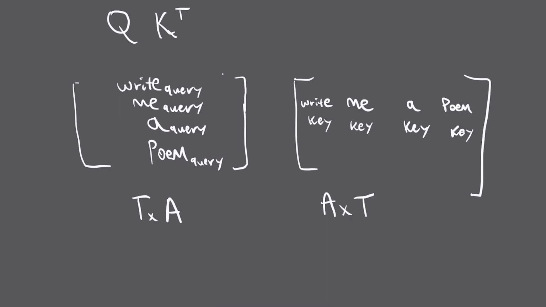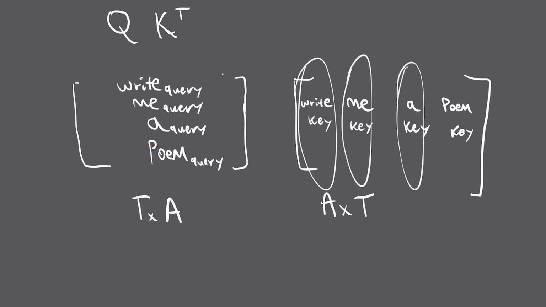Then we take that query matrix, which is T by A, because for every token at every time step we have a vector of size A, attention dim, specifically being the query. We're going to multiply that by K transpose. So we have that matrix over here. Instead of being T by A, because we've transposed it, it would be A by T, and that's going to be the key vector for every token. Here each row is the query, and here each column, because we transposed the matrix, meaning we flipped its rows and columns and essentially put the matrix on its side, is a key. So write key, me key, a key, poem key.